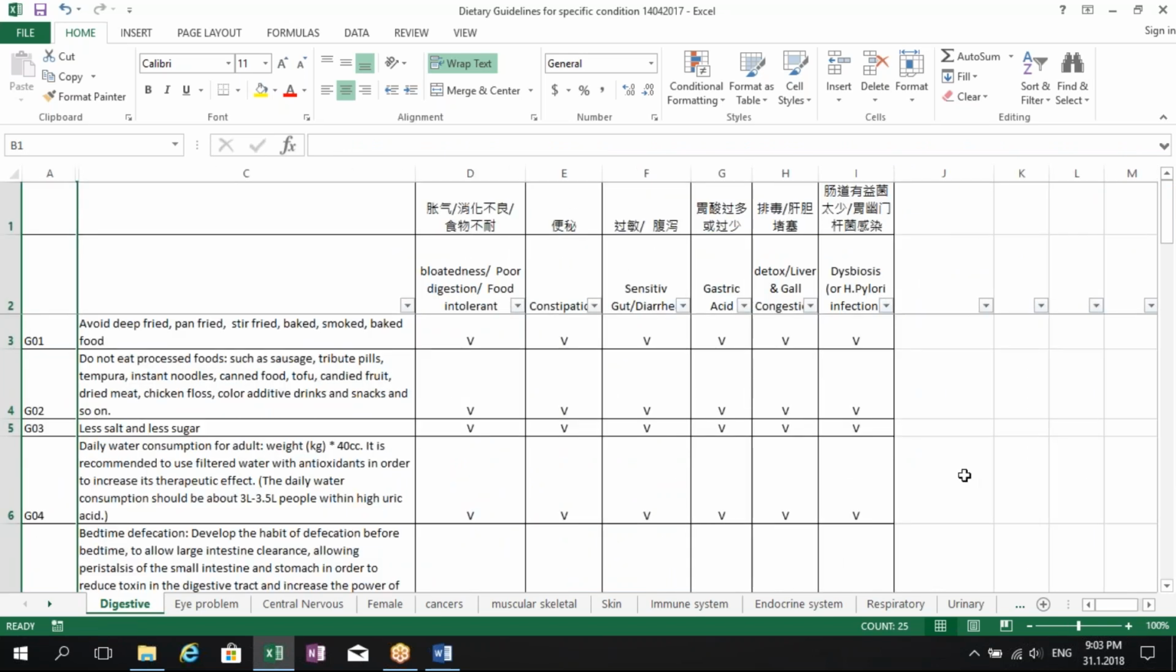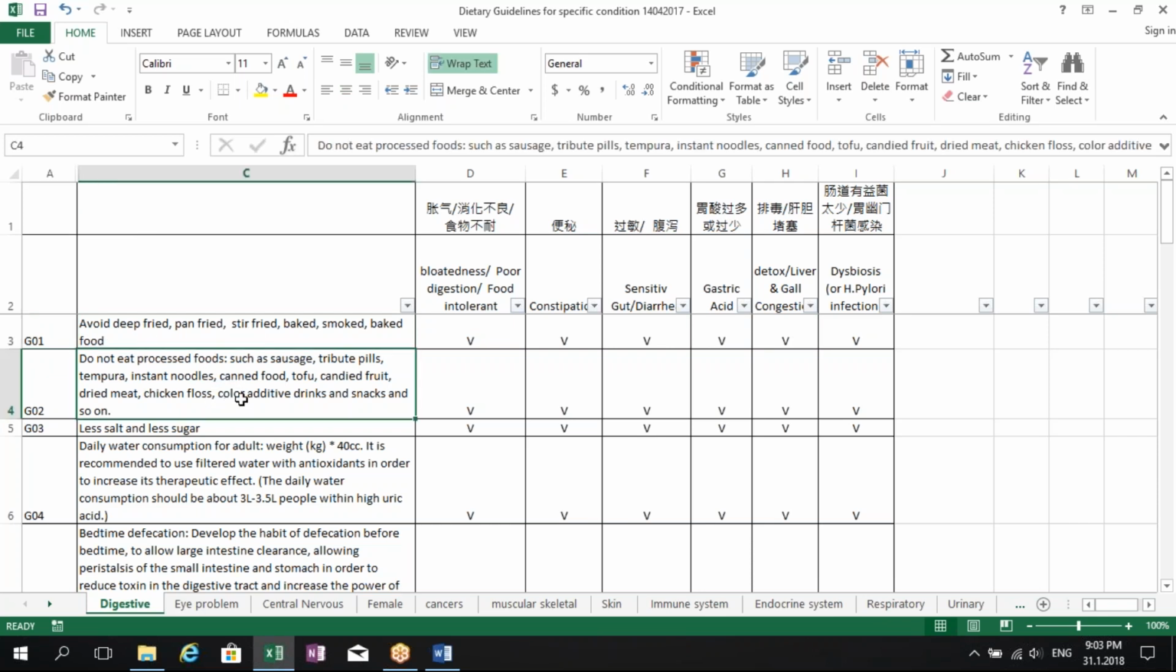Okay, digestive system. So the tab, because you can do your own labeling outside if you want. Let's see, for example, gastric acid. You see a condition called gastric acid? Yes. If you go to the left side, you will see some advice here, right? Avoid deep fried, whatever. If the translation is not very professional, sorry about it, because the translator may not be very professional. But if you get the meaning, then that's it.